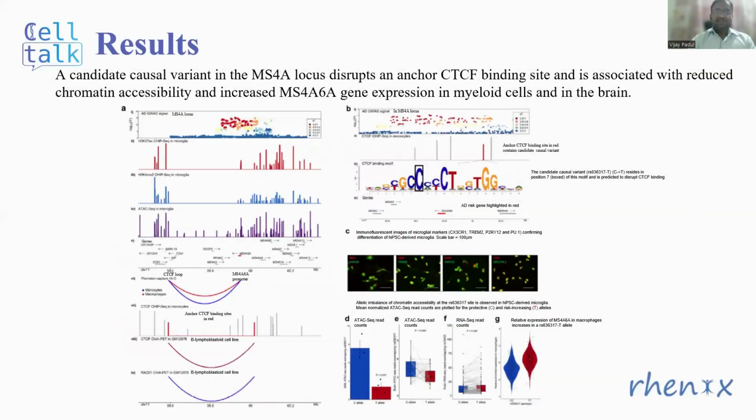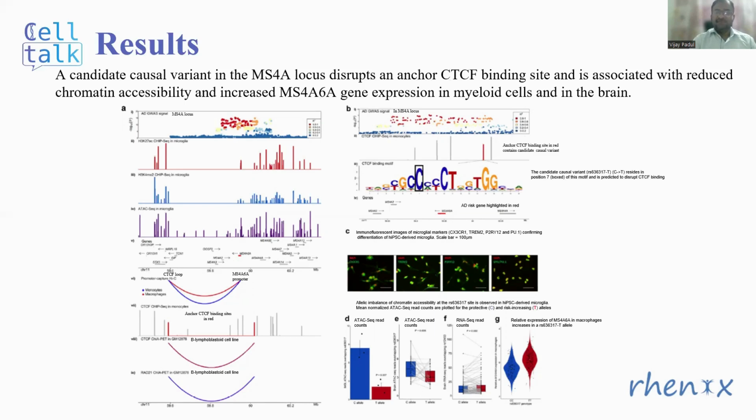Now here, they study one particular gene, that is MS4A6A in the MS4A locus, and they validate this gene in a human pluripotent stem cell microglial cell. And in this study, they show that this particular variant that is enriched in this particular gene, it disrupts an anchor CTCF binding site. So CTCFs, these are important in the maintenance and creation and disrupting of the chromatin structures that leads to changes in gene expression.